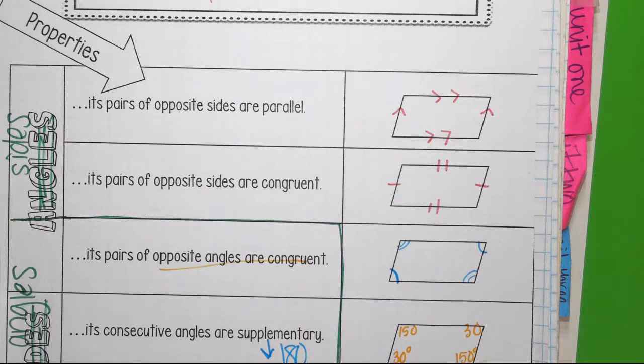Can somebody raise their hand and tell me something about the diagonals? Haley. What does that mean? What else does that mean? They cut in half. They meet in the middle. Good. Take a point.